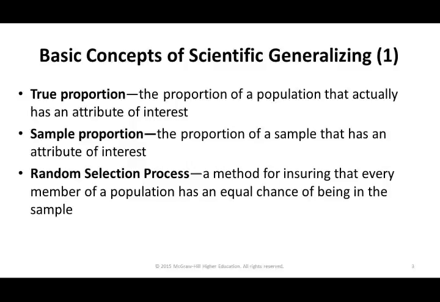Okay? The other basic concept in scientific generalizing is called the random selection process. We all know about this, right? If we are going to try to ensure that our sample is unbiased, one of the things that we need to do is make sure that our sample is unbiased. And the way to make sure that our sample is unbiased is by randomizing the process for people being in our sample. So drawing from our target population randomly should create a better sample, a more representative sample.